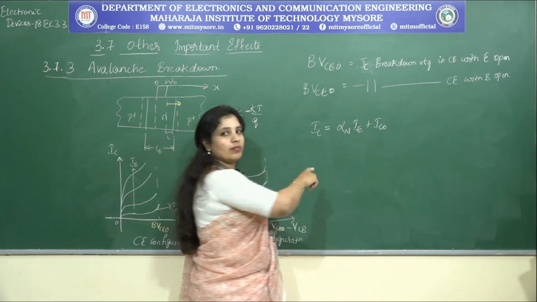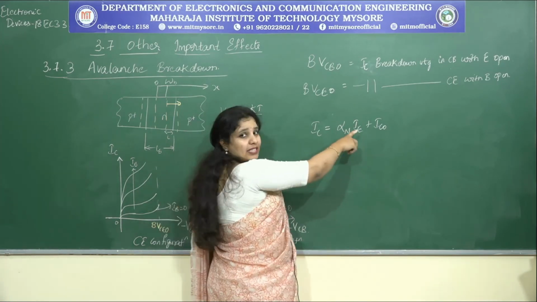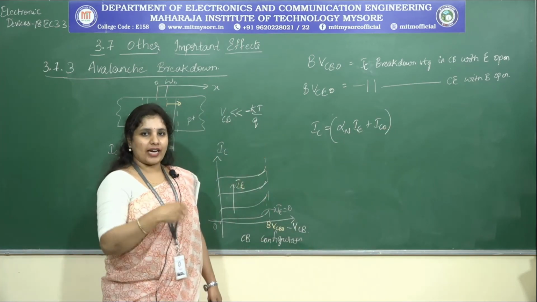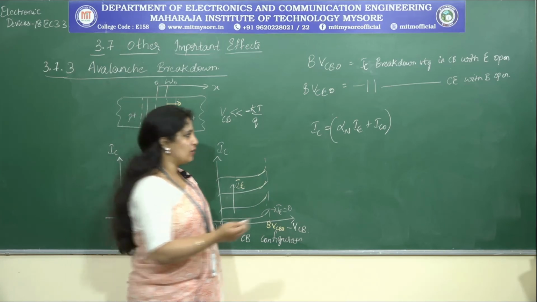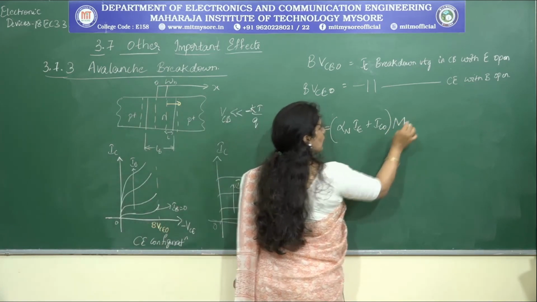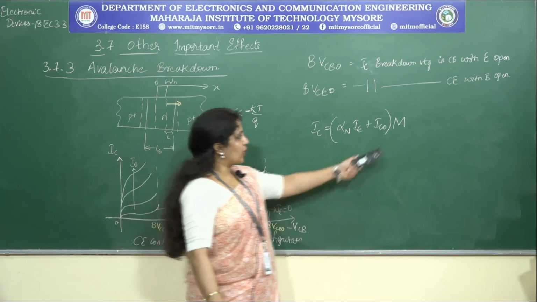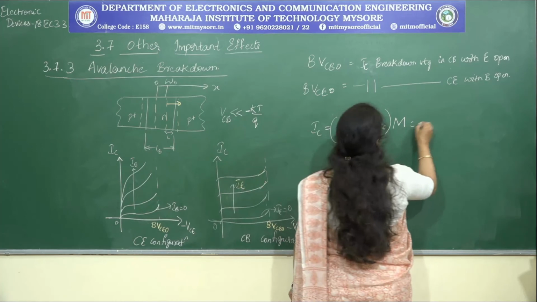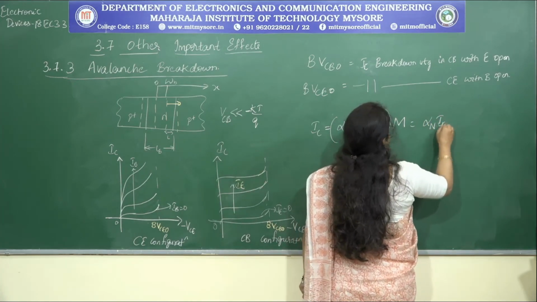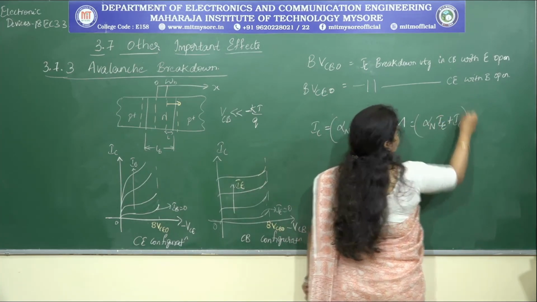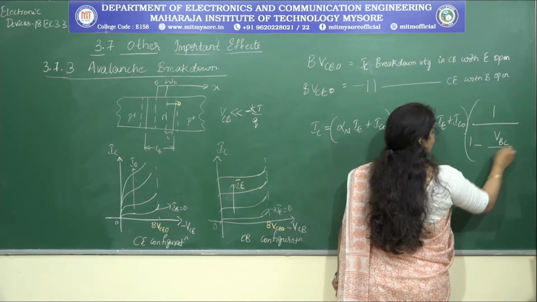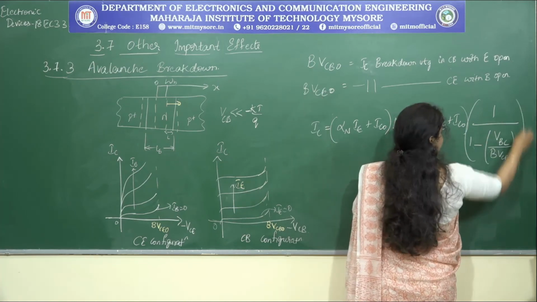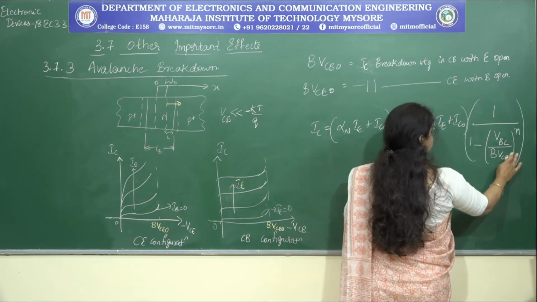Now, is it the same? Whatever the IC, will it be the same as this equation? No. There is an increase in the IC value because of the carrier multiplication, which is also called avalanche multiplication. That factor has to be included, and that is what we refer to as M, the multiplication factor. Now how will I represent that multiplication factor? It is alpha N into IE plus ICO, divided by 1 minus (VBC divided by BVCBO) to the power N.